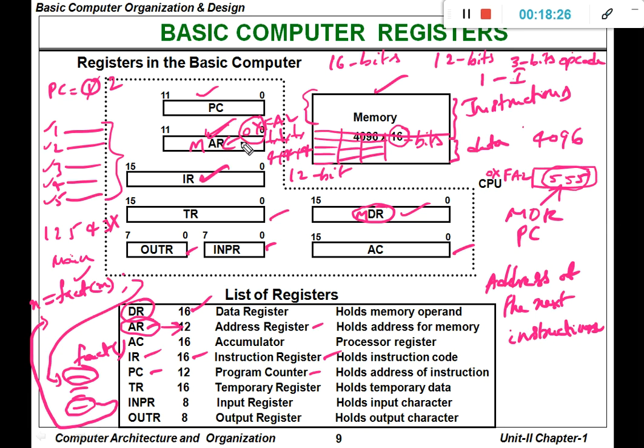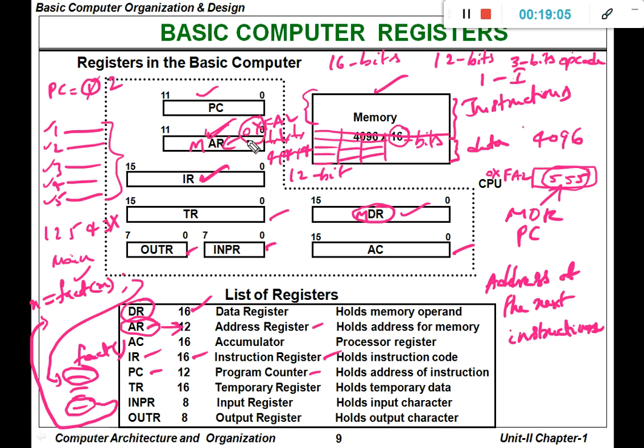MAR is the memory address register, which is used for both the data as well as the instruction. Either it is going to fetch the data or it is going to fetch the instruction. That is very, very important. So don't think that MAR is always used to fetch the data. Sometimes it is used to fetch the instruction also.